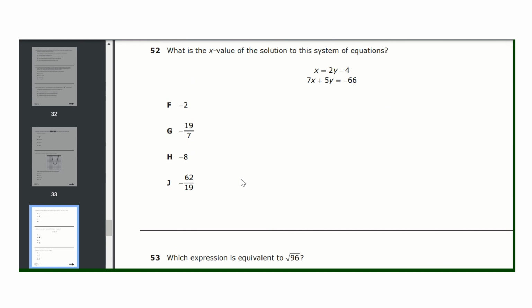Number 52. What is the x value of the solution to this system of equations? x equals 2y minus 4, 7x plus 7y equals -66. Is it F, -2? Is it G, -19 over 7? H, -8? Or J, -62 over 19?